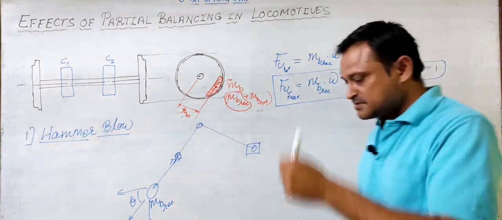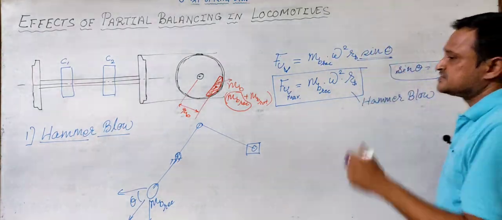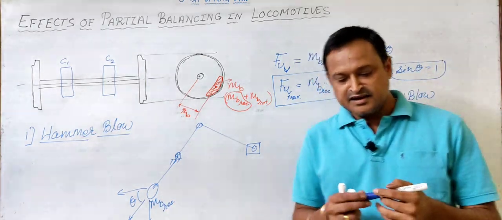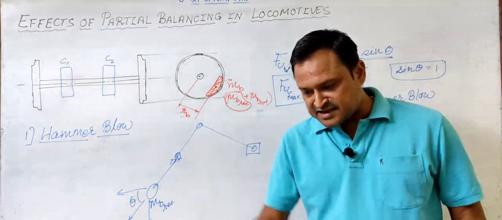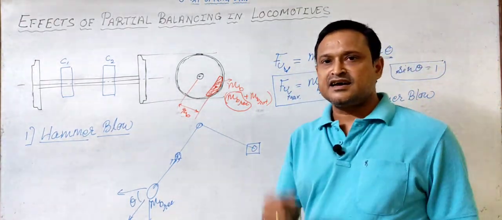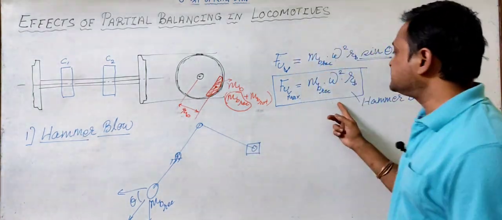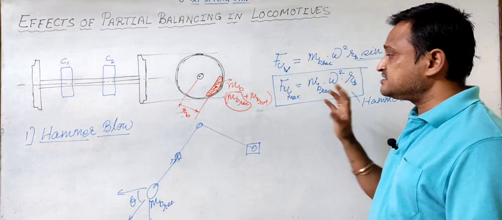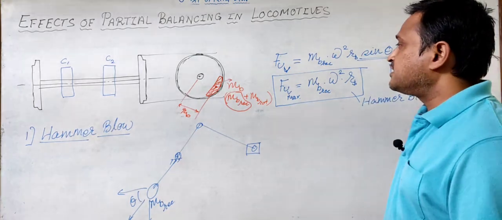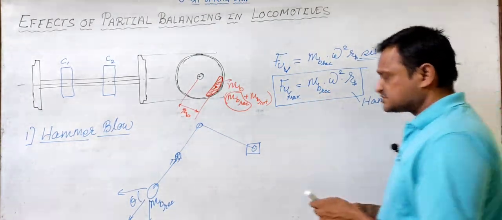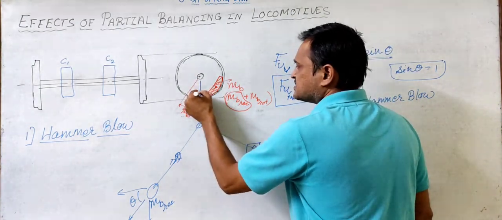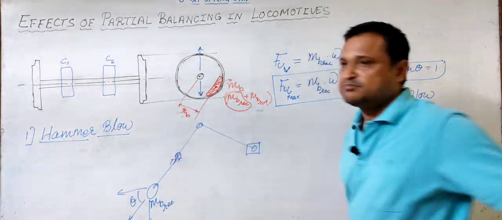Why? Because this is varying continuously. When theta is varying, the magnitude of this force is continuously varying, and when it is maximum in the downward direction, it is as if it is hitting like a hammer on the rails. So that is why this effect, due to partial balancing which is getting introduced in the system, is called the hammer blow. Now this force, the hammer blow, at times acts downwards and at times it acts upwards.